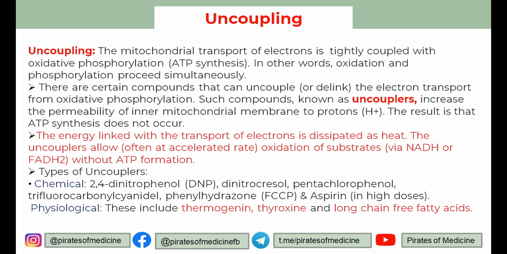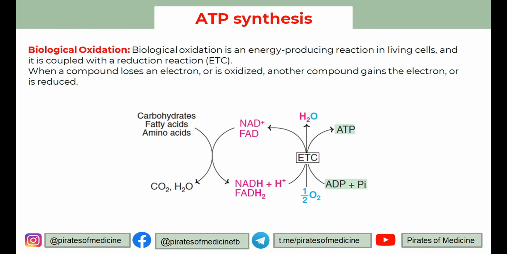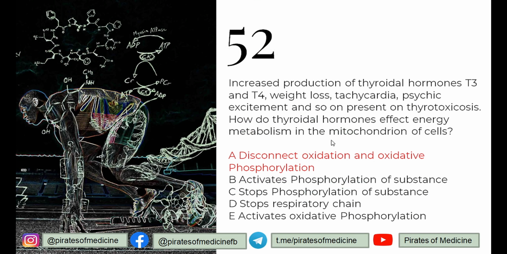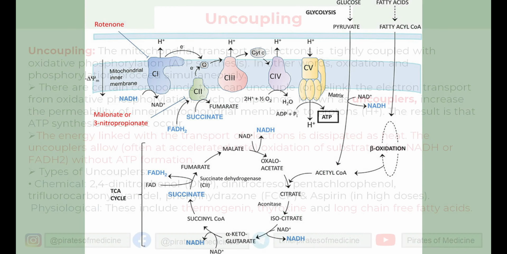the oxidative phosphorylation. So in the question, they asked us that there is a high amount of thyroid hormones. So how do they affect energy metabolism? They disconnect oxidation and oxidative phosphorylation, or you can also say they uncouple the electron transport chain from oxidative phosphorylation, and in this way energy is not produced, but it is dissipated as heat. So that's the whole work of these thyroid hormones as uncouplers over here. I hope you understood the whole process of uncoupling. Let's go to the next one.